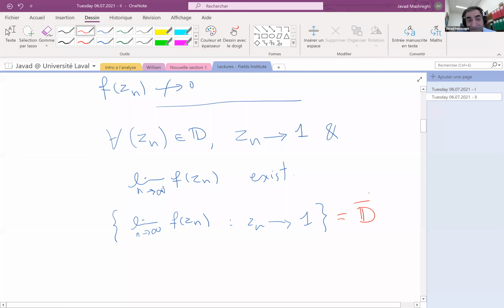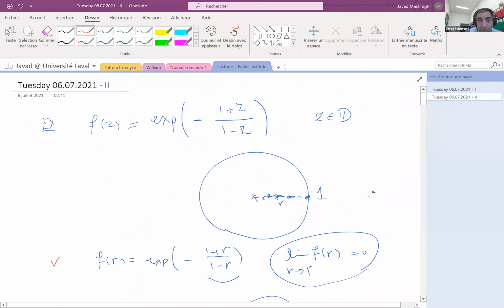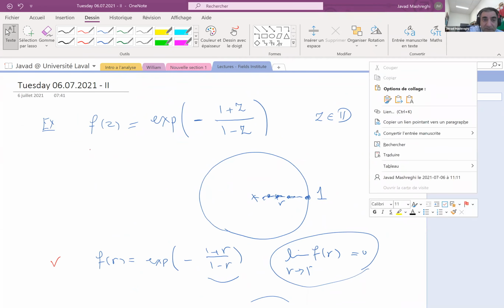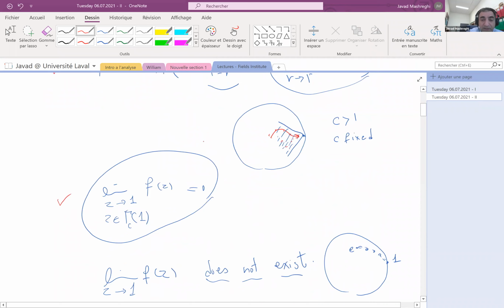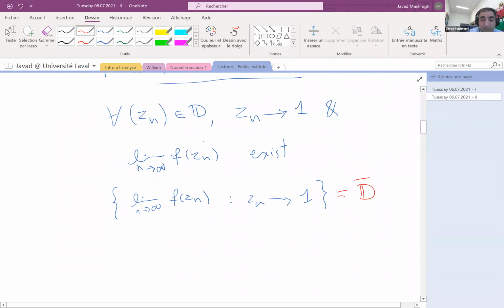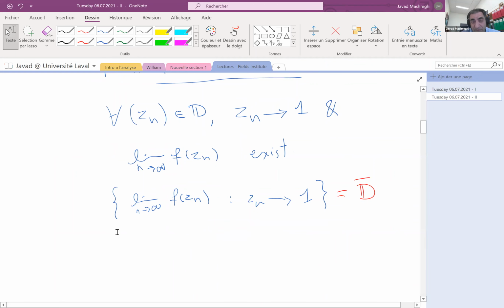It cannot be bigger than that because f of z is less than or equal to 1. It is not difficult to prove that this function is less than 1 on D. So when you go toward the boundary, it cannot be bigger than 1. But it is interesting to know that when you go toward the boundary, you get everything.